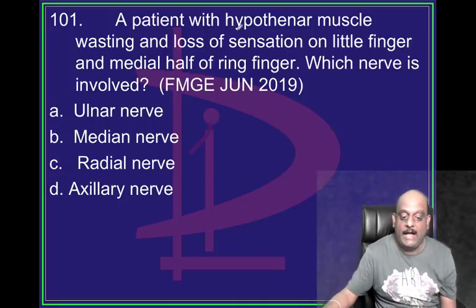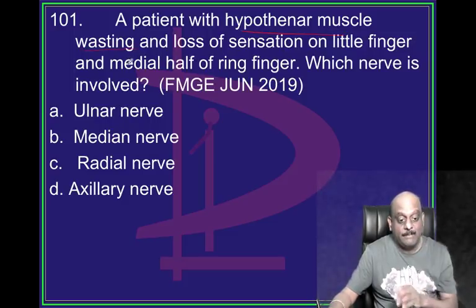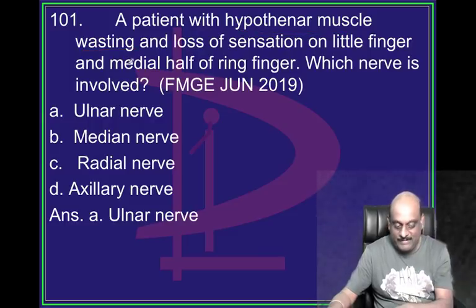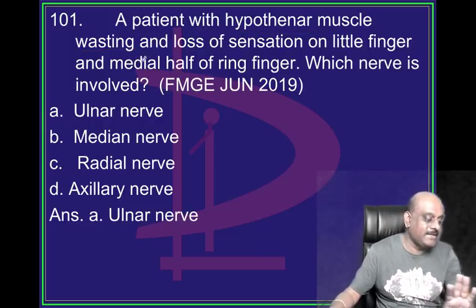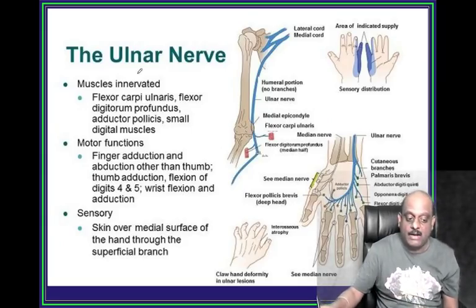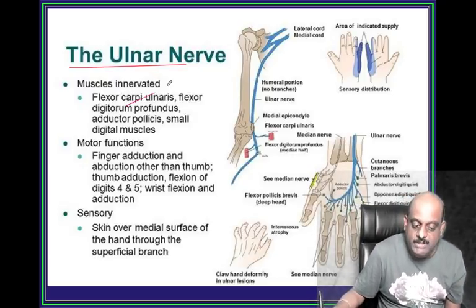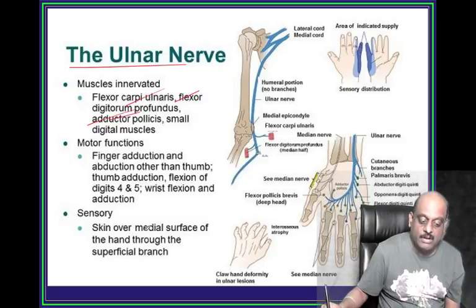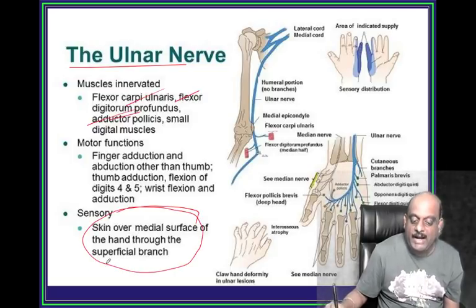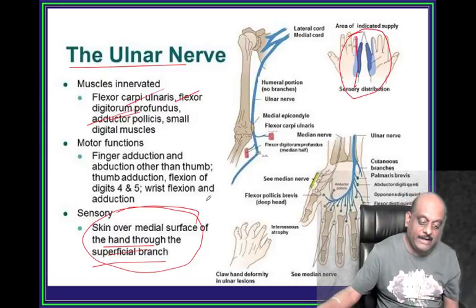A patient is having hypothenar muscle wasting, loss of sensation in the little finger, medial half of the ring finger. मैंने बोला है डॉक्टर, ब्रेकियल प्लेक्सस के बिना क्वेश्चन पेपर नहीं होता, डेफिनेटली आएगा. So that is ulnar nerve. So what are all the muscles of ulnar nerve, doctor? Flexor carpi ulnaris, flexor digitorum profundus medial half, then skin on the medial surface of the hand. This is the typical little finger and half of the ring finger.